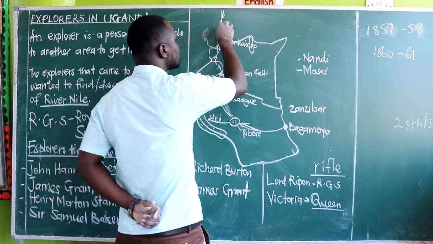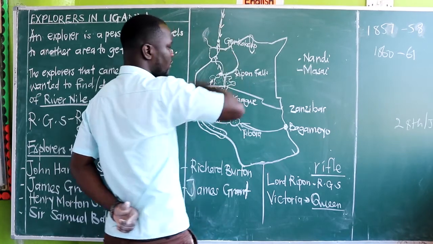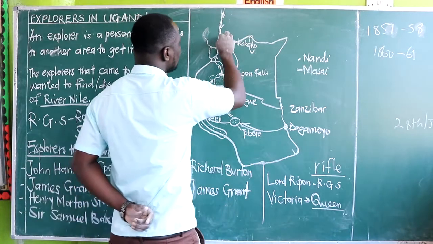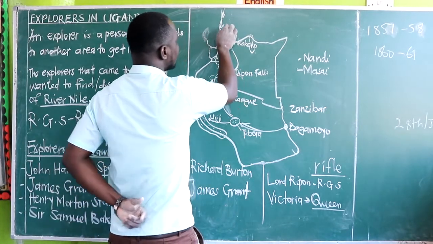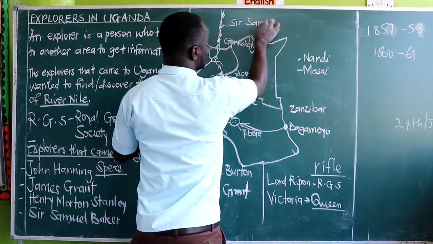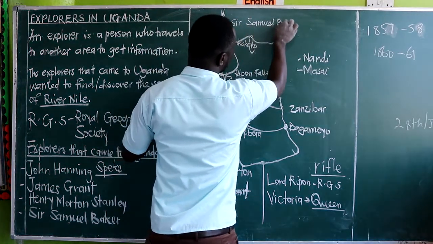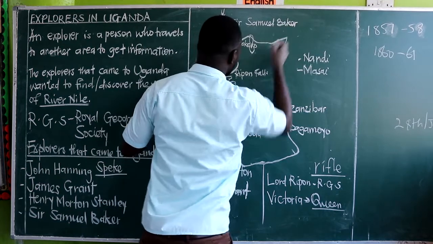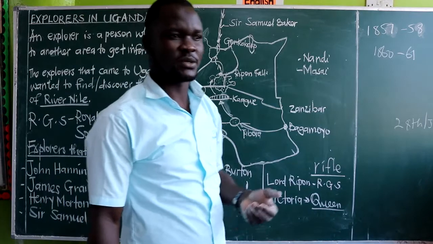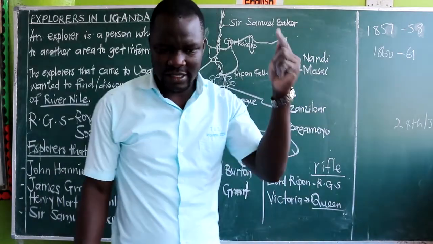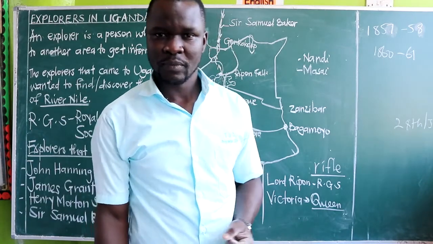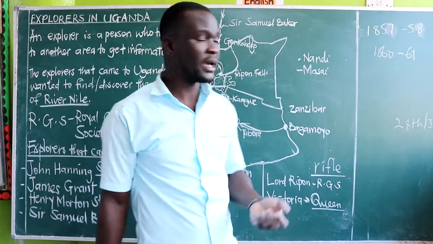And he was hoping to reach where it begins to flow, that is its source in Lake Victoria. But when the two met at Gondokoro here, this was Sir Samuel Baker. Sometimes you will be asked, remember Sir Samuel Baker came with a wife, and for that case we shall always be asking you, who was the first European explorer to come to Uganda with a wife? We shall be able to know that is Sir Samuel Baker.